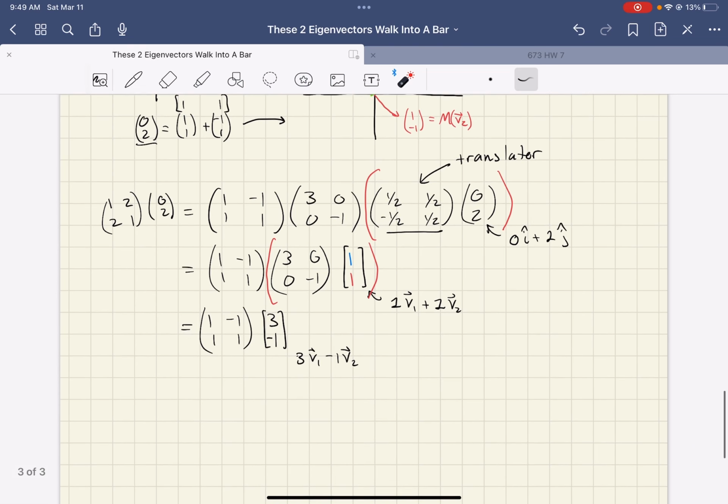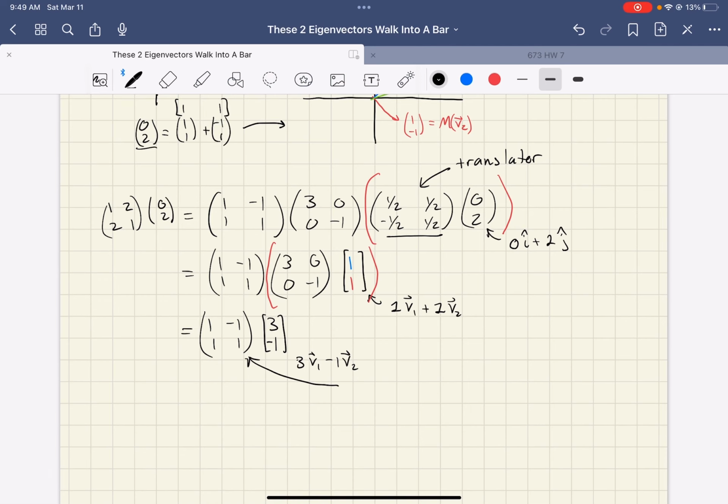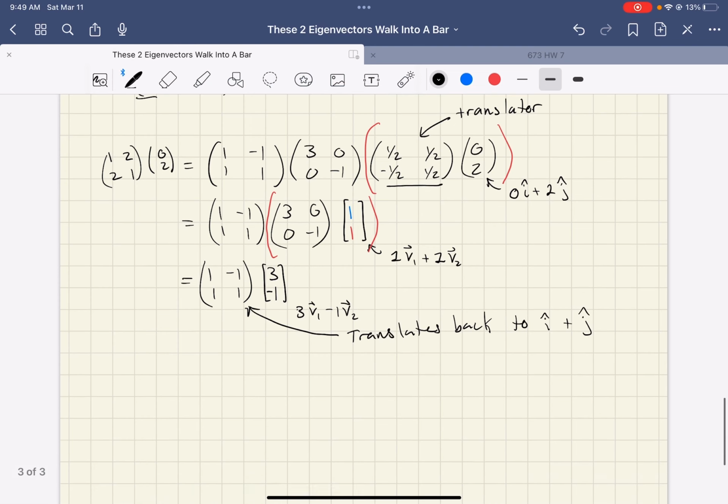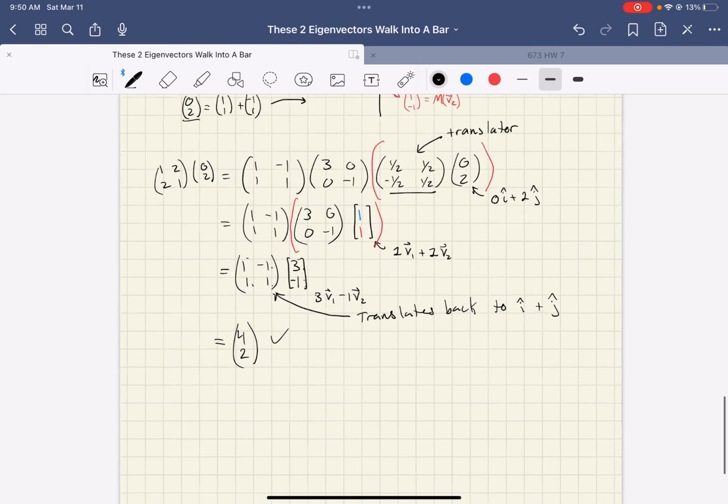Okay. And it's in square brackets because we're still thinking in terms of V1 and V2. But what does this matrix do here? It translates it back. Translates back to i hat and j hat. Okay. So when I do this computation, I have 1 times 3 plus negative 1 times negative 1, so plus 1, I get 4. And then 1 times 3 plus 1 times negative 1, I get 2. Right? And so we got 4, 2 again, which is exactly what we should get.